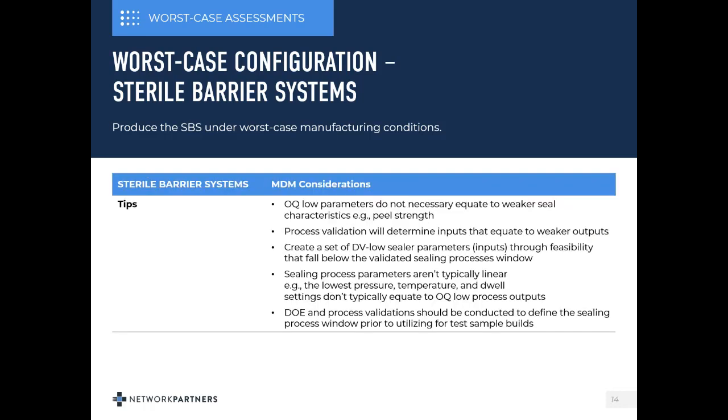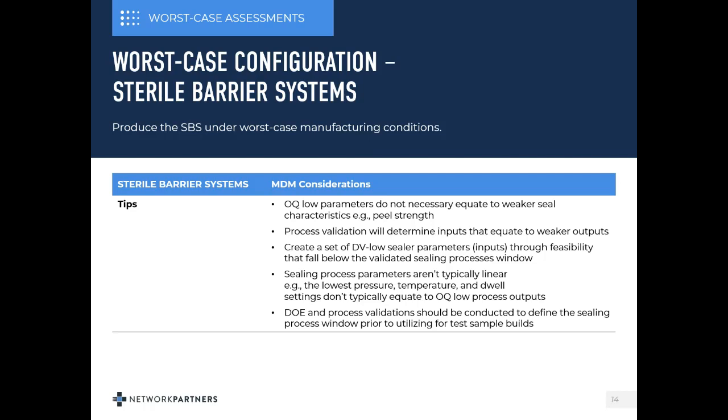Some additional tips for this under the MDM consideration. So like I said, OQ load does not necessarily equate to weaker seal characteristics, peel strength, maybe minimal seal width, visual along those lines, or burst strength. You'll find that out as you go through and do DOE and your process validation. Your process validation will always determine the set of inputs, meaning your temperature, dwell, and pressure that equate to weaker outputs, meaning your seal strength, your seal width, visual inspections, those sort of things.